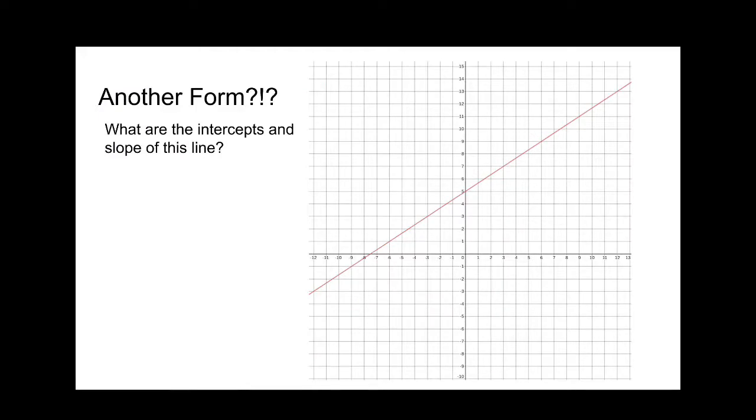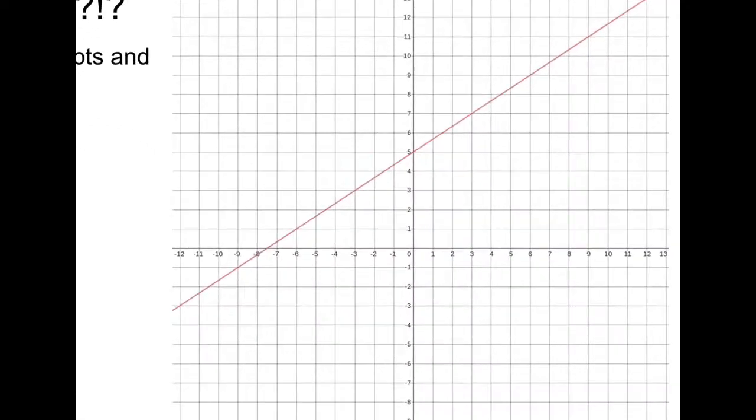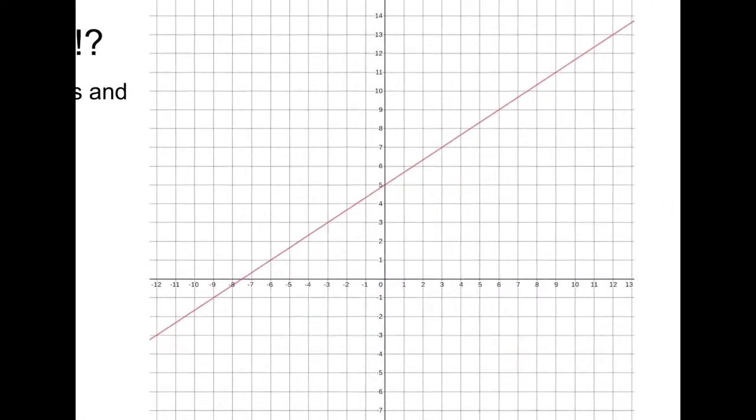But what we want is, there's another form, okay? So, we have a line here. First question I'm asking you is, what are the intercepts and slope of this line? So you might want to pause it and see if you can find the intercepts and slope yourself. And then unpause it and check your answers.